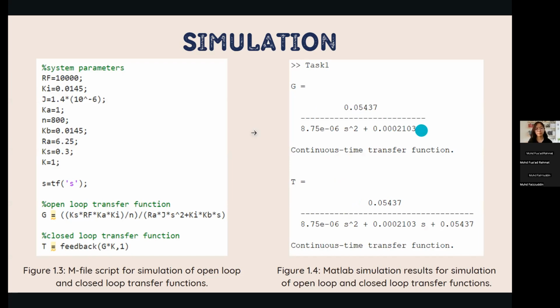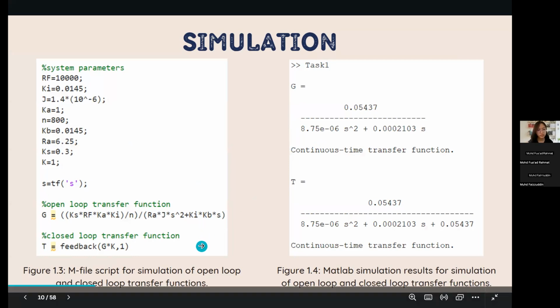Question on the coding: T equal to feedback bracket G multiply K comma 1. What does 1 stand for? The unity feedback. Okay.